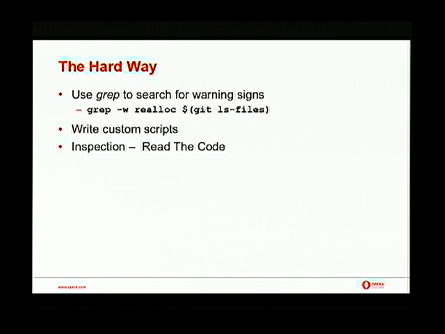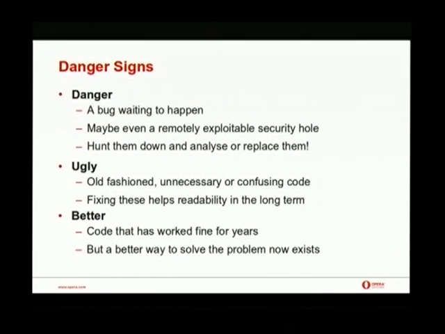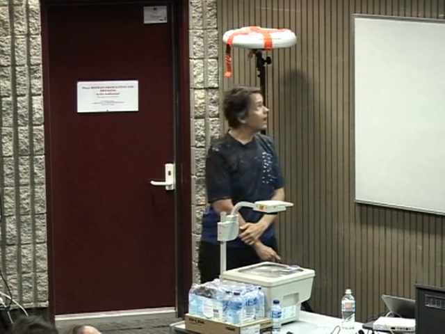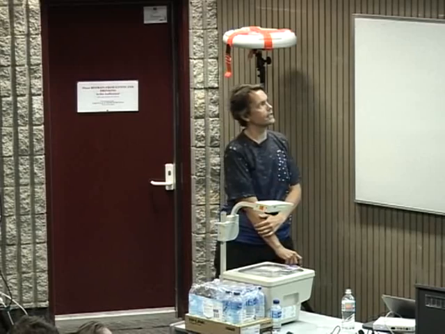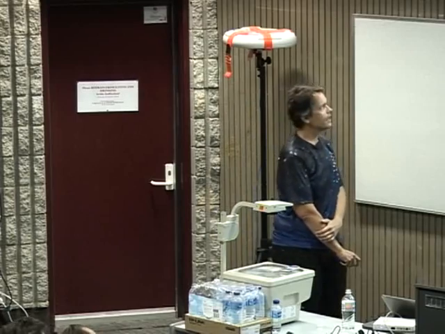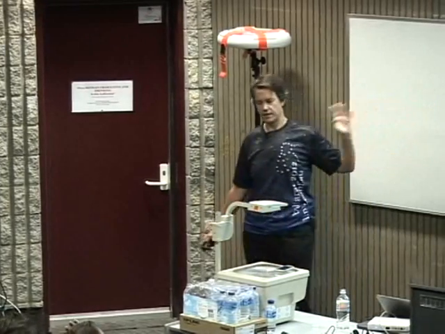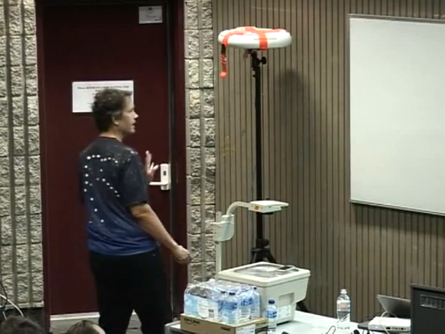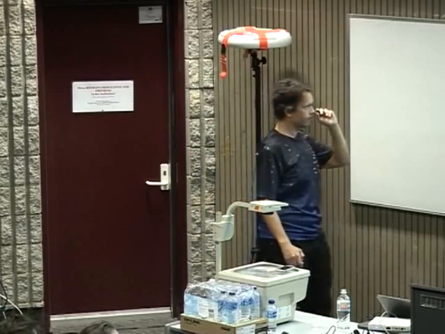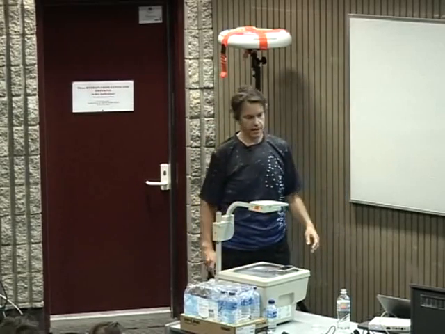The hard way: grep. Writing custom scripts and just using the code, looking at the thing with a magnifying glass. Now, I have a classification system for these danger signs. The danger tag indicates a bug that's waiting to happen, possibly something that's actually a security hole. You should hunt these down and analyze them or replace them as a matter of urgency. Ugly is just stuff that needs replacing. It's the linoleum of code. Probably still just works, just ugly. And better is stuff that works fine, even looks good, but there are smarter ways of doing things that actually have some useful practical effect.